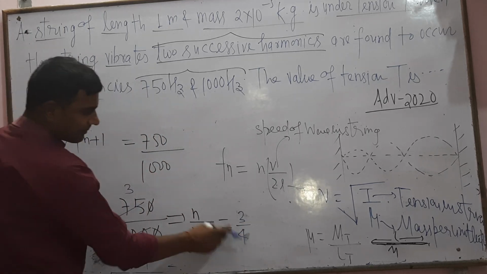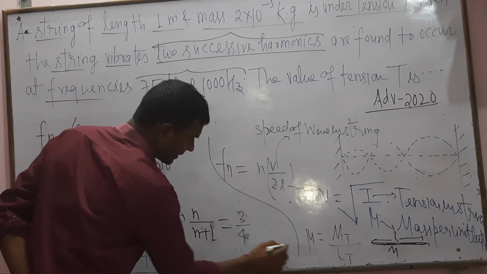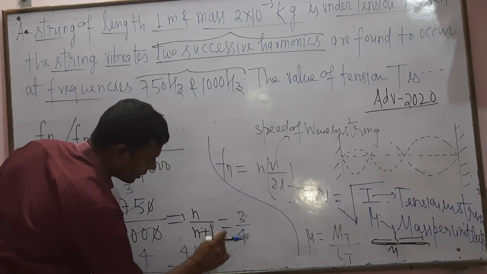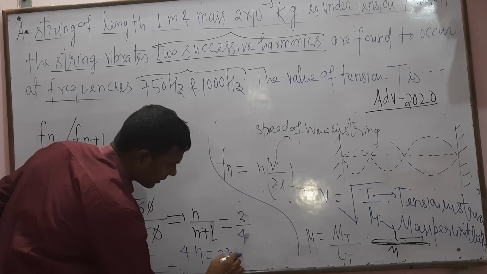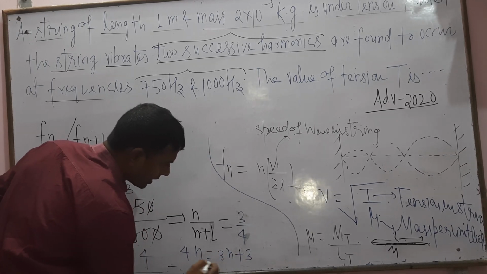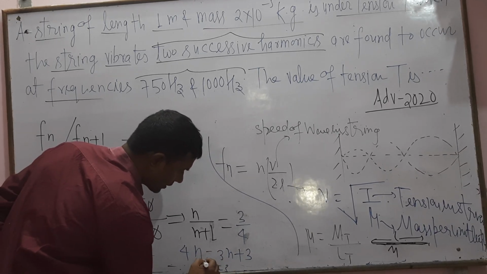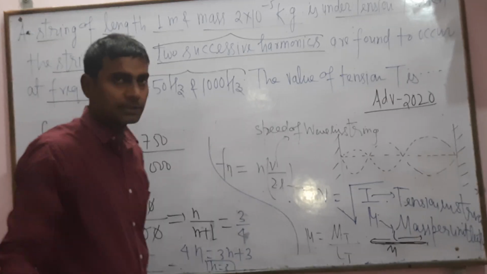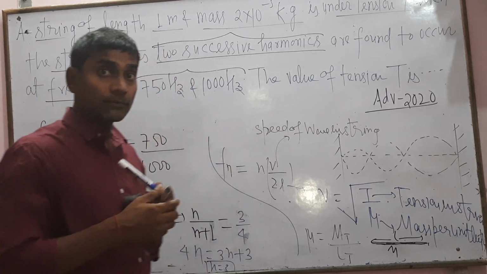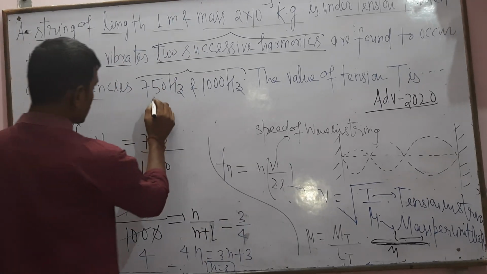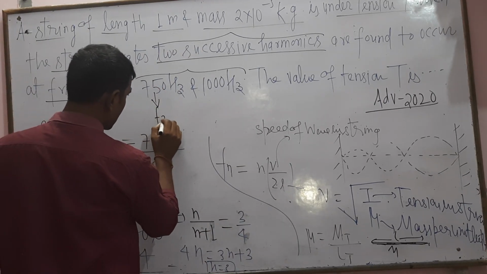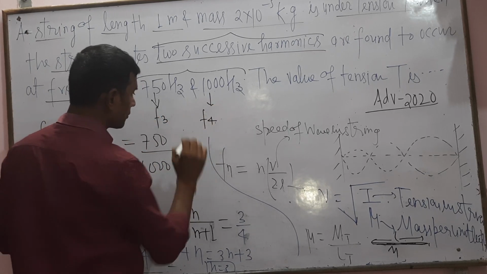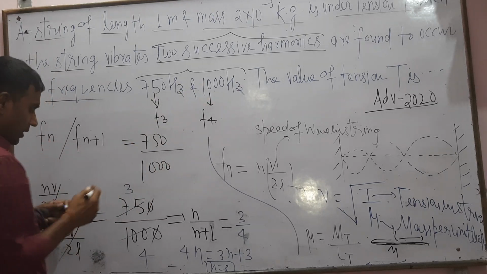Cross multiplication: after the cross multiplication, how much value will be found? 4n equals 3 times (n+1), which is 3n plus 3. So 4n minus 3n equals n, so n equals 3. So the first frequency, 750, is the third harmonic, and this is the fourth harmonic.